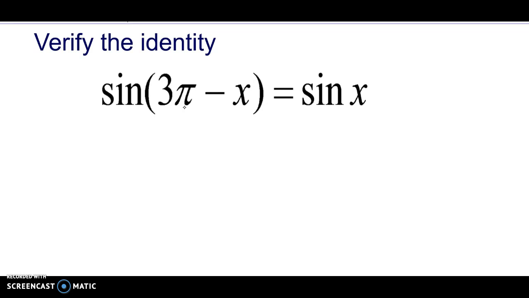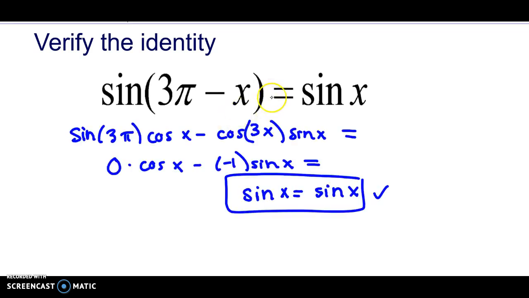Okay, so we use the difference identity here for sine. So I did that. Now, sine of 3 pi is 0. Also note that this cosine of 3x, which really not x, that should be a pi. I'm sorry, guys. The cosine of 3 pi is -1. So this obviously is going to go to 0. I have the opposite of -1 sine of x, which is sine of x. So therefore, I just verified the identity.